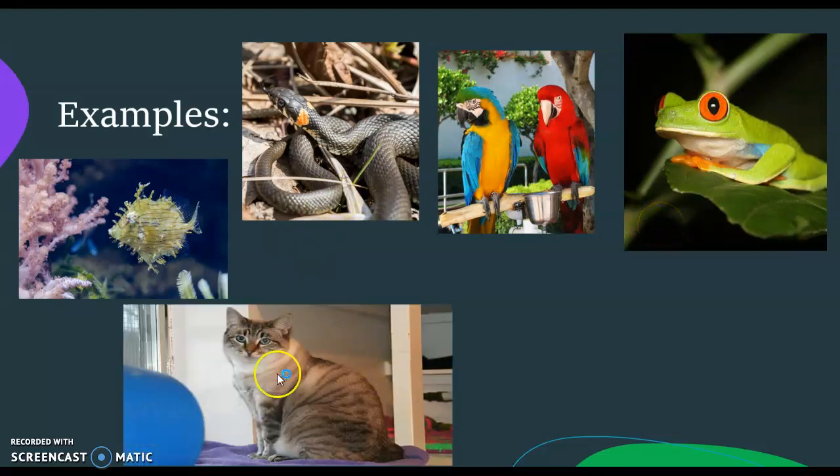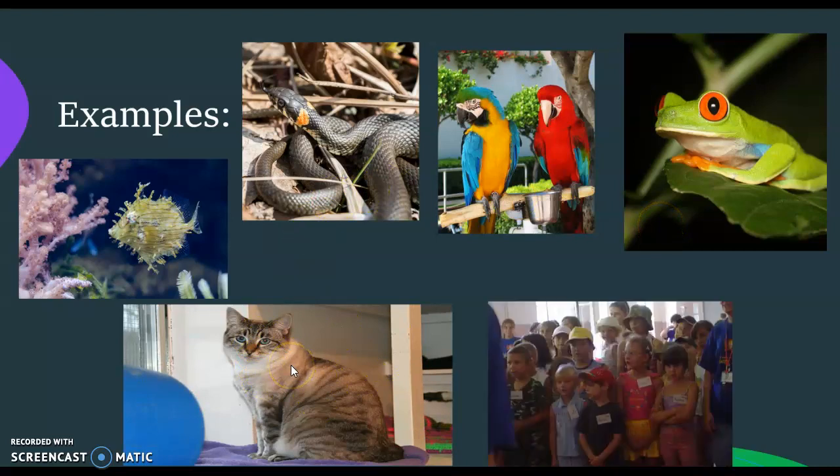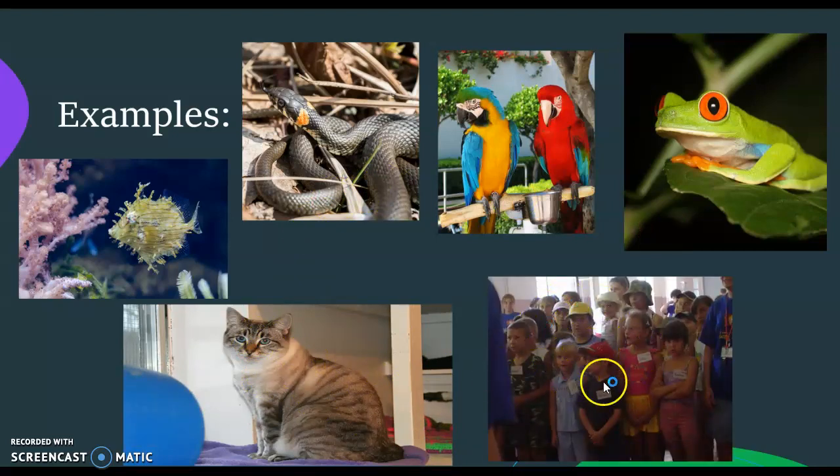We have the domestic house cat right here. And of course, we have you guys. People are also included in this category.